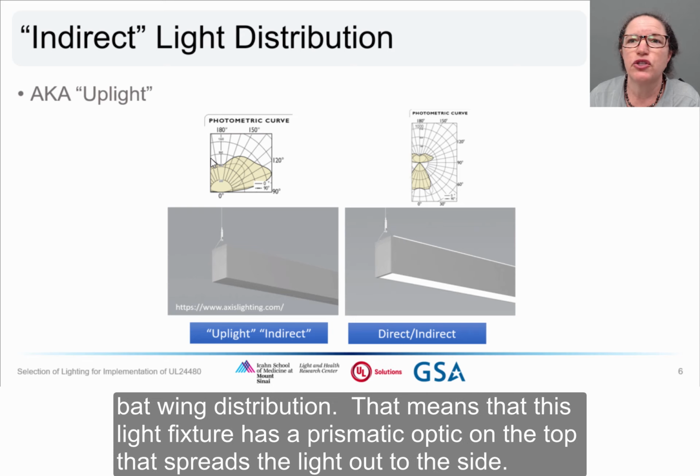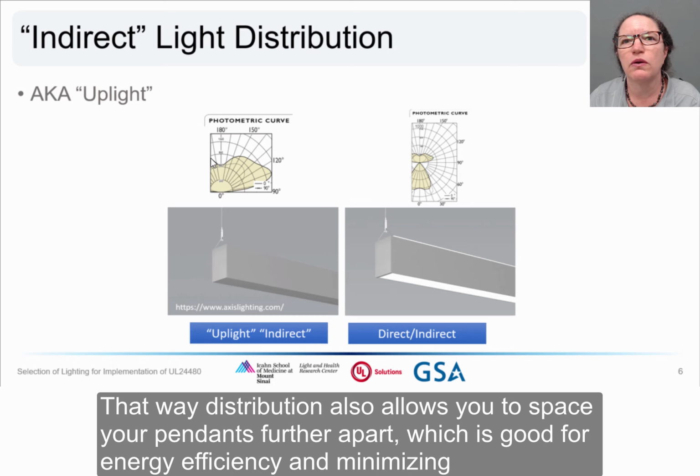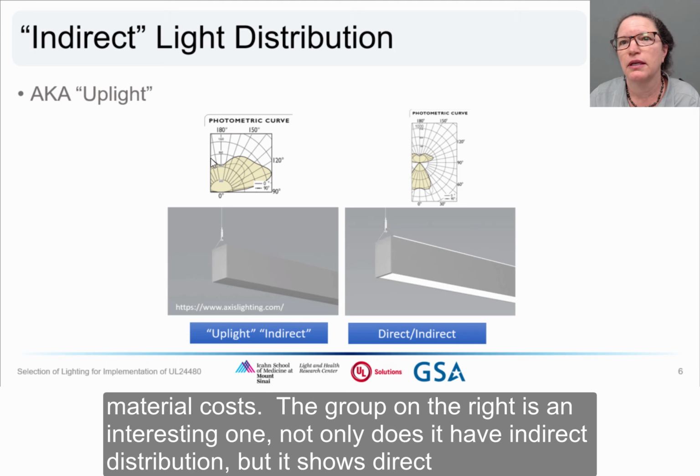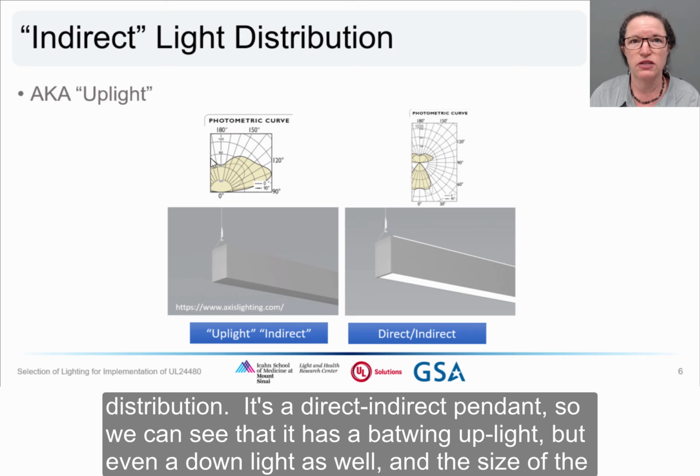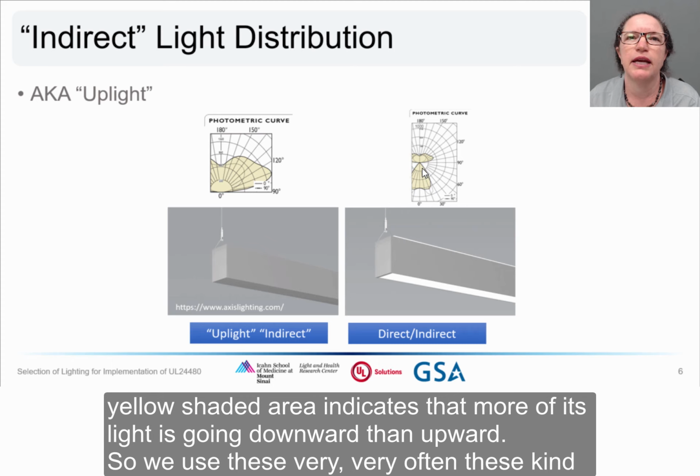That means that this light fixture has a prismatic optic on the top that spreads the light out to the side. Bat wing distribution also allows you to space your pendants further apart, which is good for energy efficiency and minimizing material cost. The curve on the right is an interesting one. Not only does it have indirect distribution, but it shows direct distribution. It's a direct-indirect pendant. So we can see that it has a bat wing uplight, but even a downlight as well. And the size of the yellow shaded area indicates that more of its light is going downward than upward.